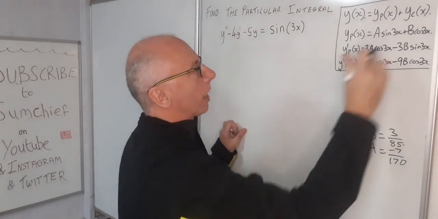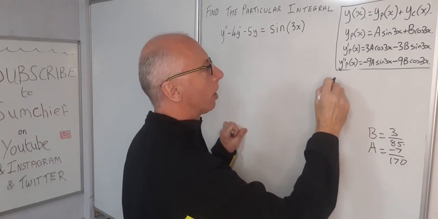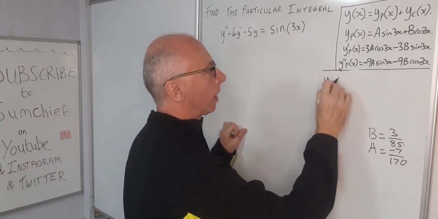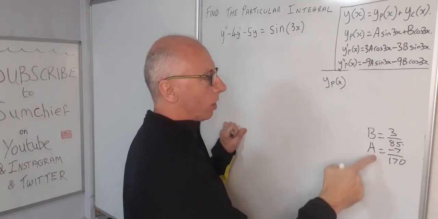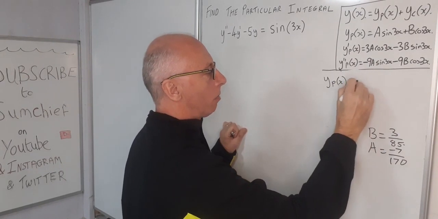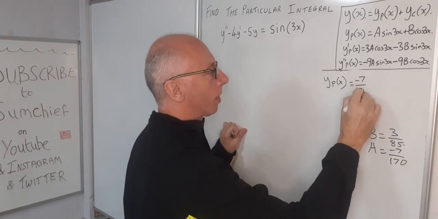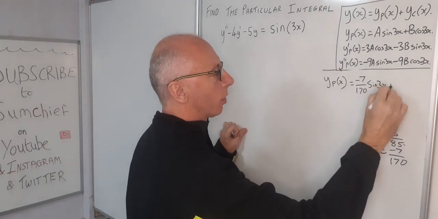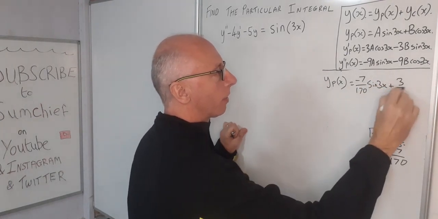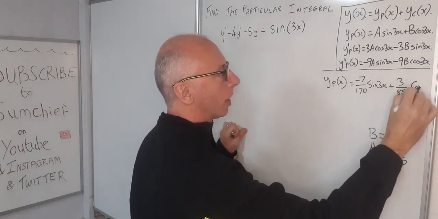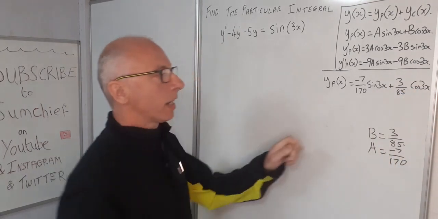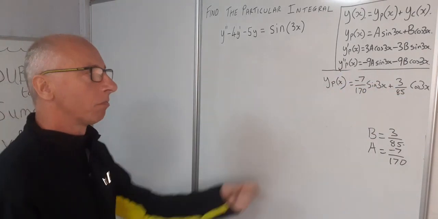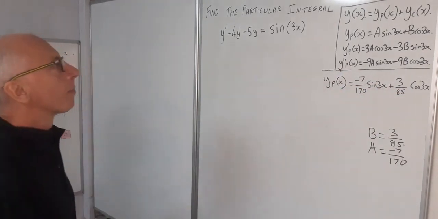Okay, so now we can update our particular solution. So just going to need a bit more space. Yp of x. Now using these, I've got minus 7 over 170 sine 3x plus 3 over 85 cosine 3x. Now you could put them the other way around and put the minus in the middle. That'd probably look neater, but that's still good to go.